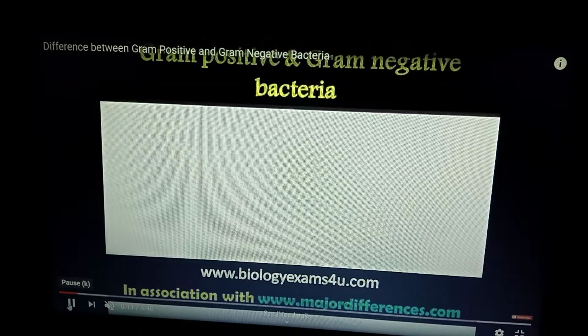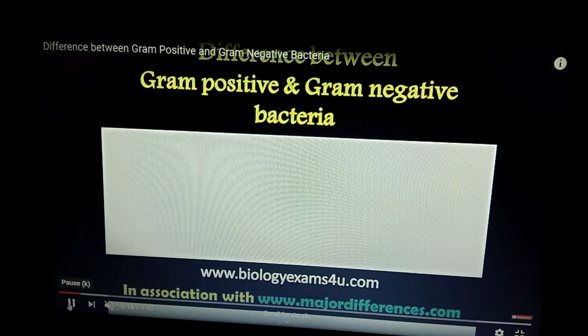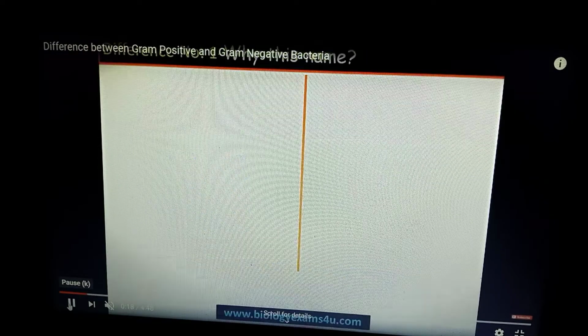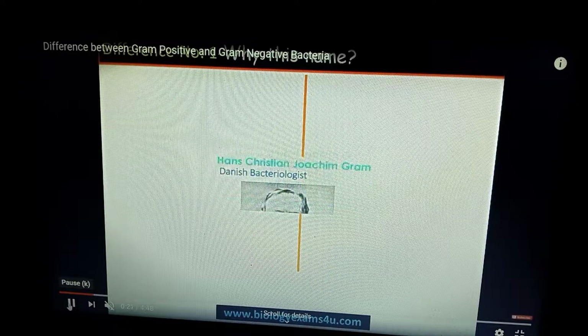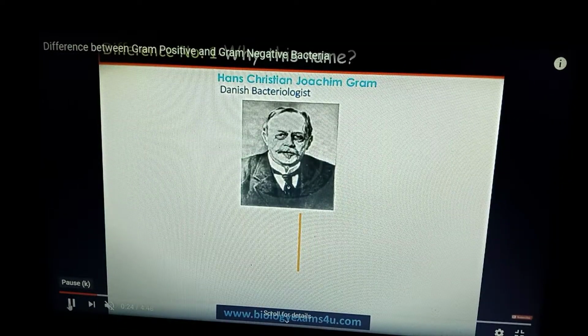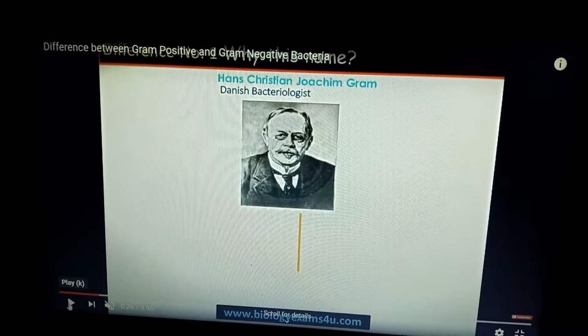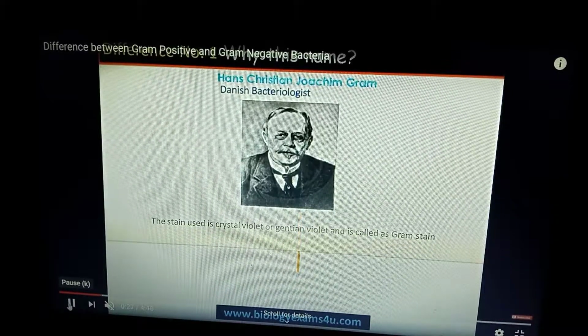Why does the name gram-positive and gram-negative pertain to staining? Remember, it was discovered by a Danish bacteriologist, Danish physician, named Hans Christian Joachim Gram. The stain used is crystal violet or Jensen violet and is called gram stain. The procedure is called gram staining.